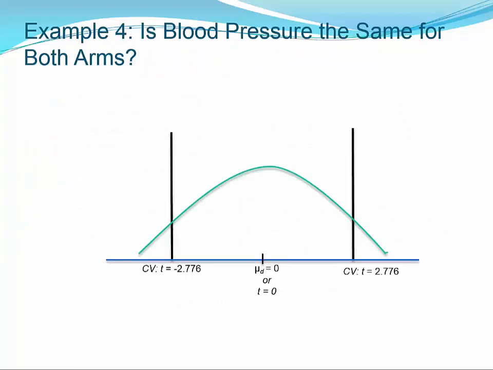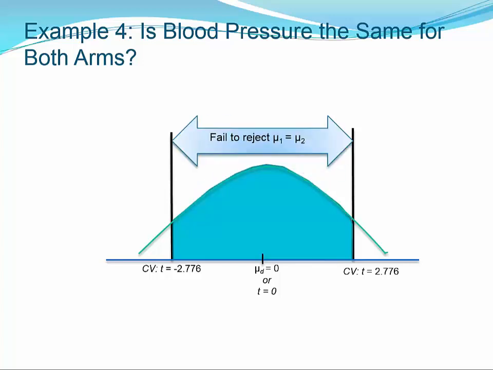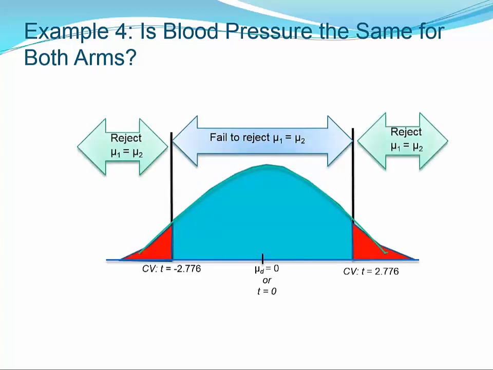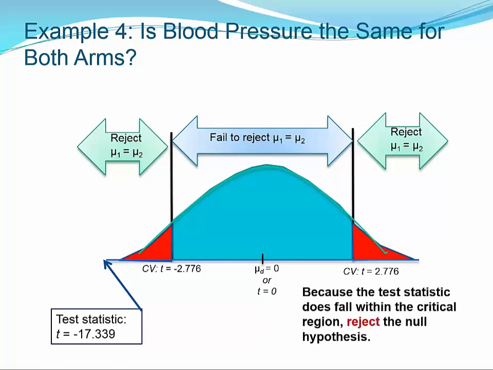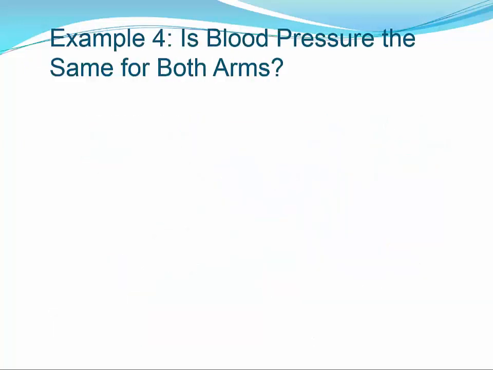Okay, so we plot the critical values, the positive and the negative sign, and anything between those is fail to reject. If the test statistic falls in either tail, we reject the null. We plot the test statistic. It's very extreme. It's negative 17.339. And because it falls within that critical region, we're going to reject the null hypothesis. If we reject it, then that's going to force us to support the alternative hypothesis.